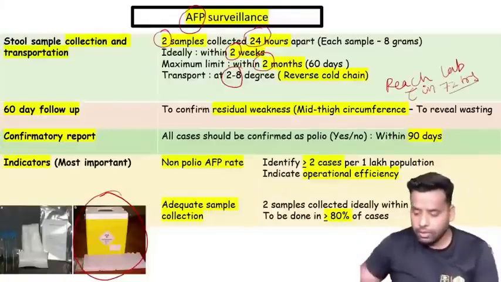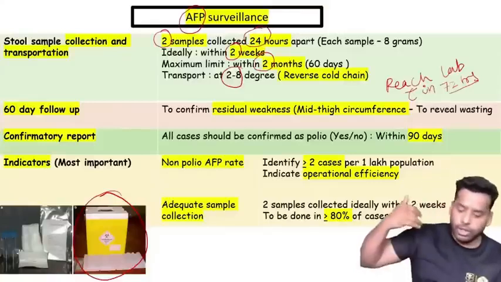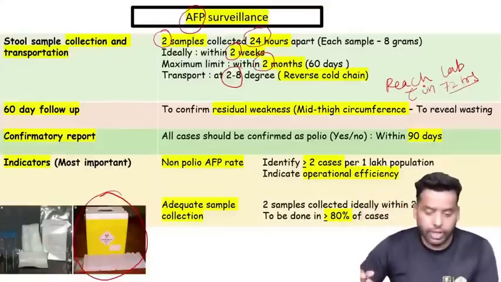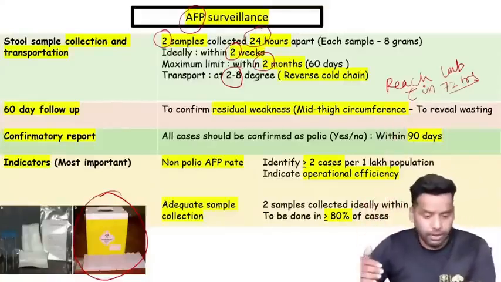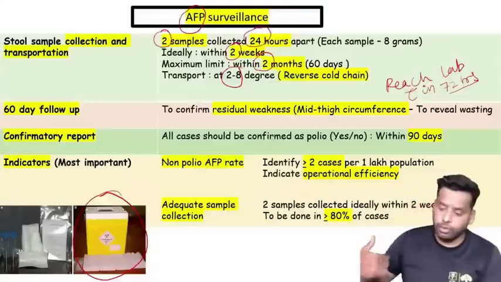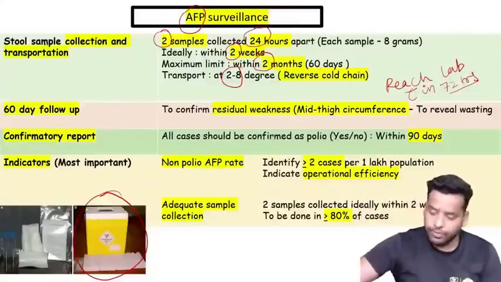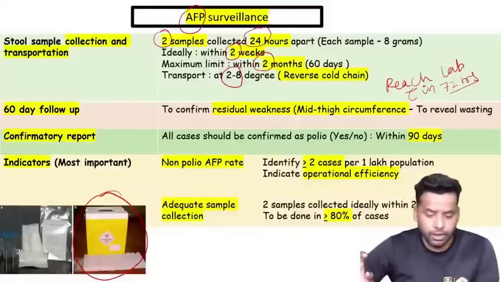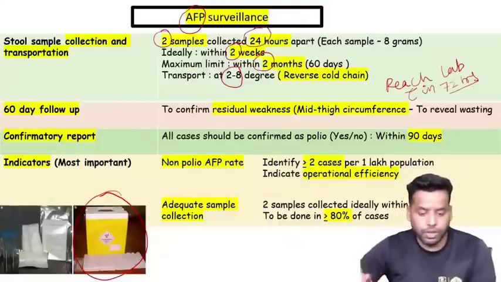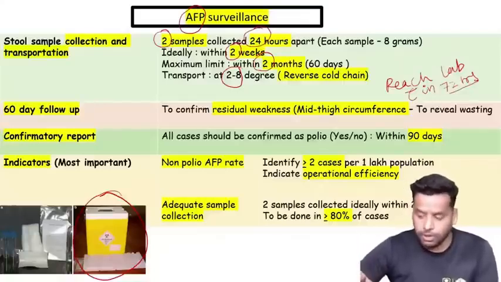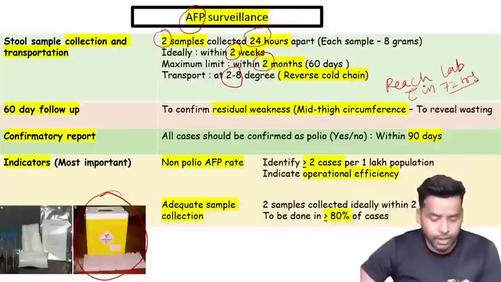Remember this word. What is this chain called, which is going in the opposite direction? Vaccine will come from higher to lower, but stool samples are going from lower to higher. What is this chain called? Reverse cold chain. The chain used for transport is called the reverse cold chain. Good.